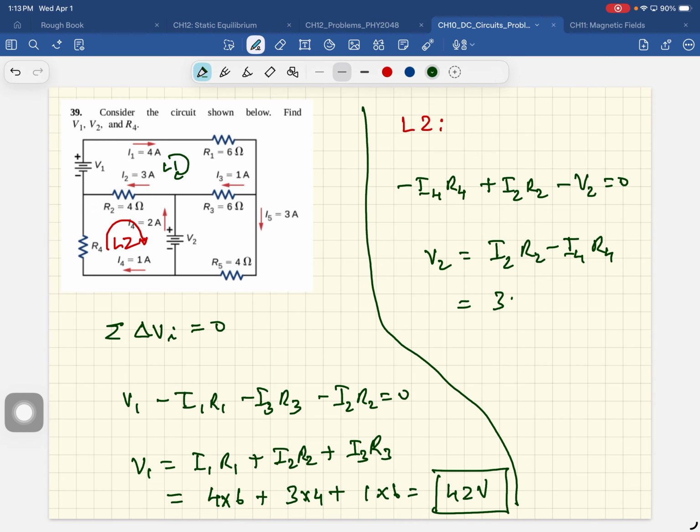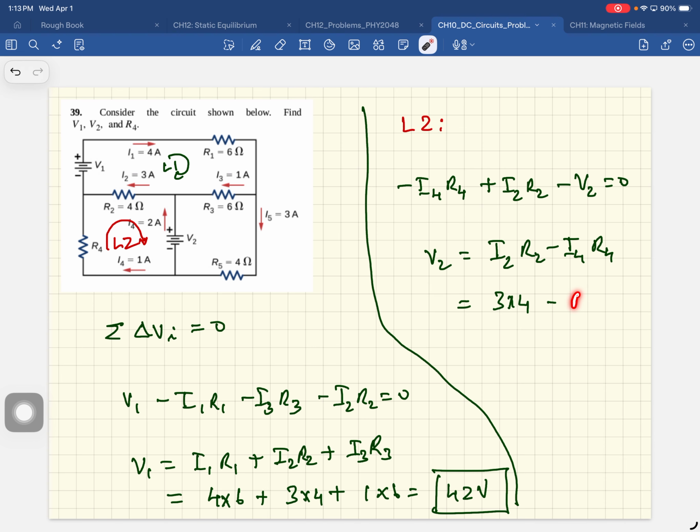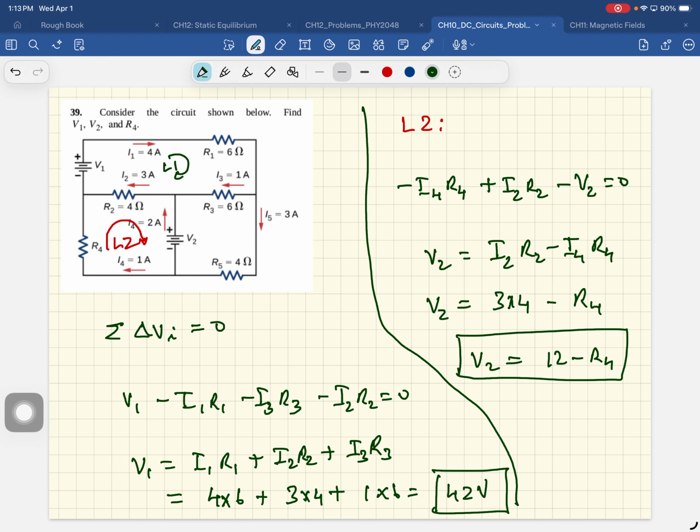I2 R2 is 3 times 4, minus 1 times, what is R4? Oh, R4 was the other unknown, so I guess I chose the wrong loop. I should have used this loop. But anyway, we'll figure it out. So minus R4. V2 is 12 minus R4. So this has two unknowns.